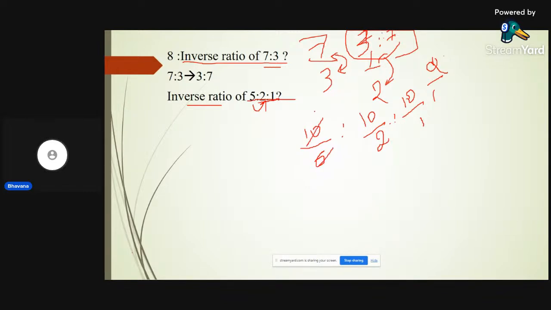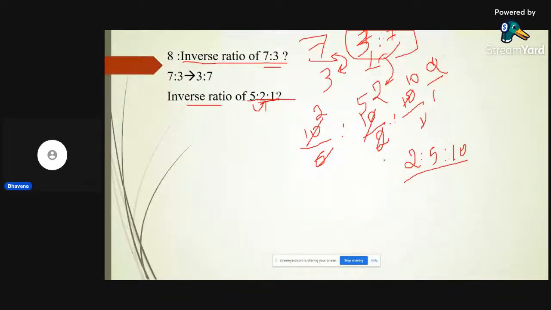Dividing, 10 by 5 is 2, 10 by 2 is 5, and 10 by 1 is 10. So here we get the ratio 2 is to 5 is to 10. So this is the inverse ratio of 5 is to 2 is to 1. So this is one method.